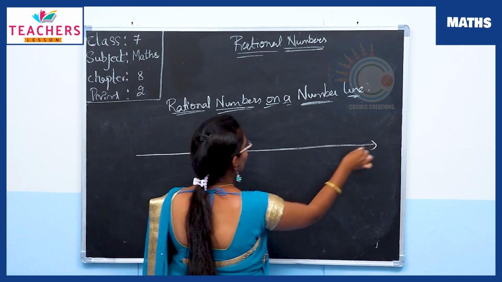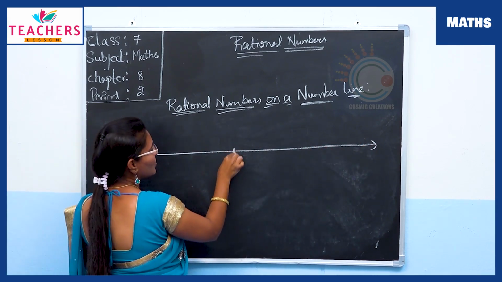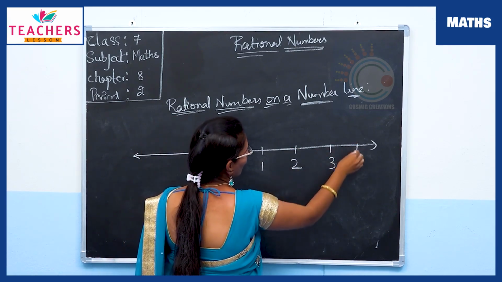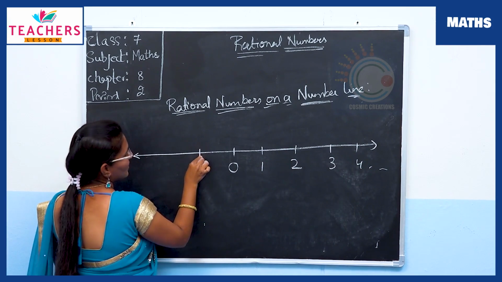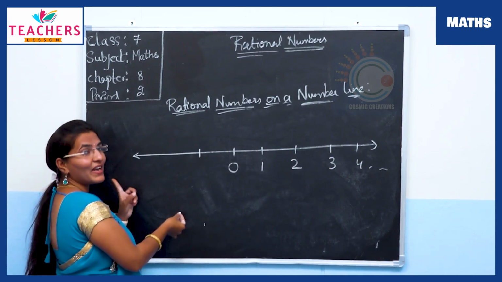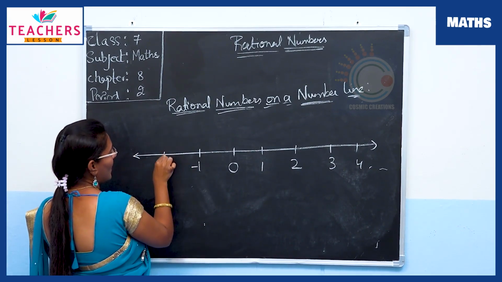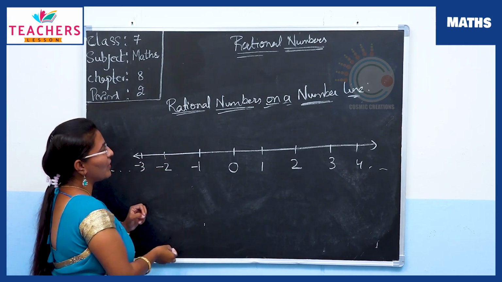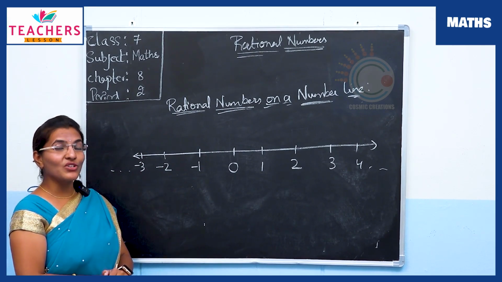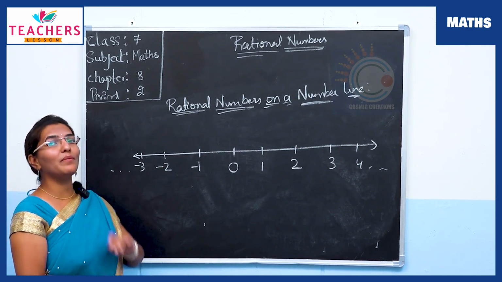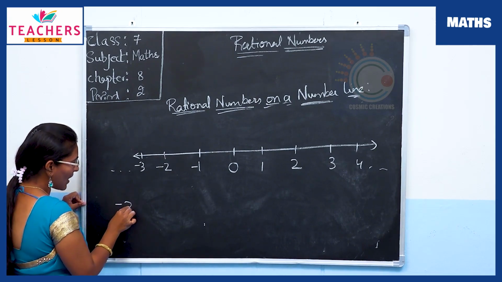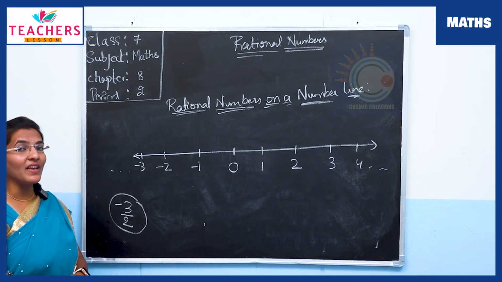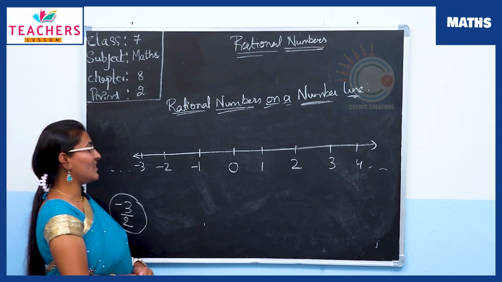So, this is the number line, right students? 0, 1, 2, 3, 4, and so on. And next, to this side, obviously it will be negative: 0, minus 1, minus 2, minus 3 and so on. Now I am going to give you a number, a rational number: minus 3 by 2. Exactly where is it going to be? Can you tell? Yes, correct.